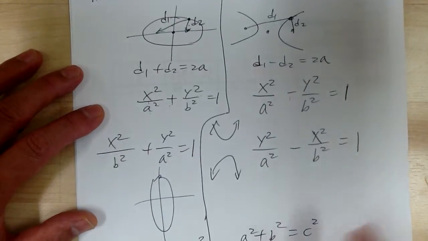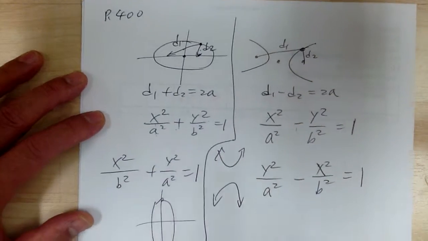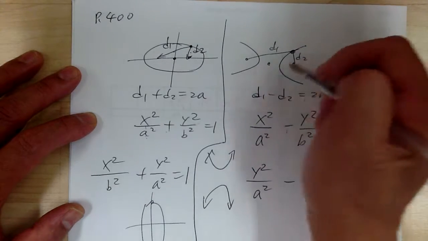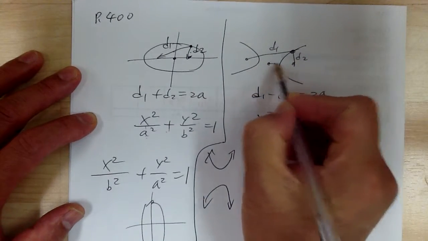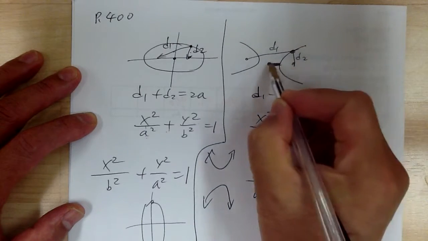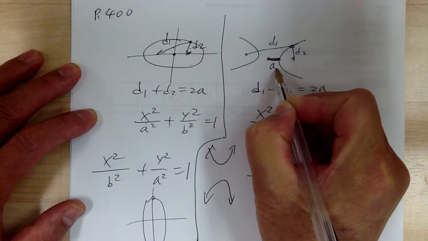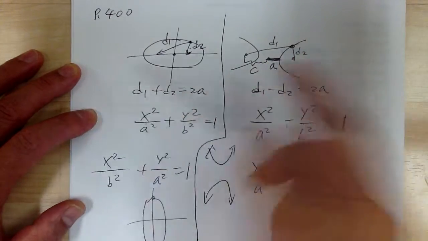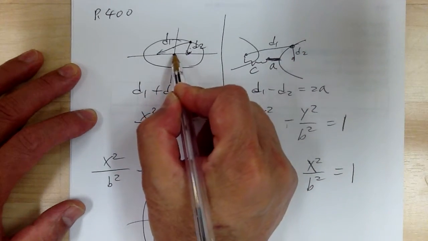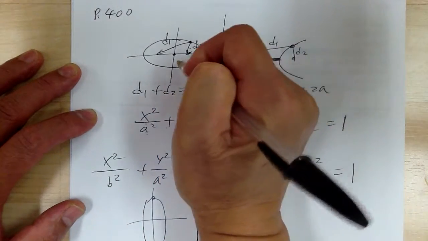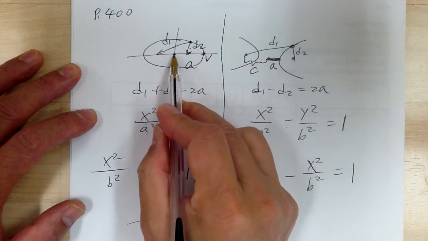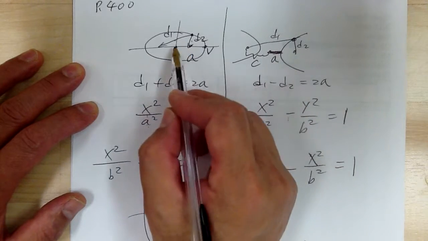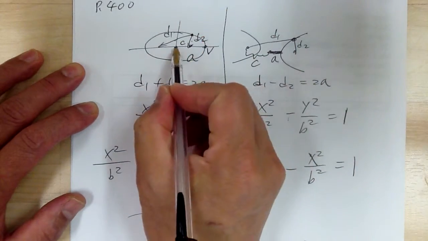Again, a is always from the center to the vertex. So over here, this is the a. From the center to the vertex, that's the a. The c is from the center to the focus, so over here, that is the c. The definitions are the same. Here's the vertex, here's your center, so here's your a. Over here, a is from the center to the vertex. The c is from the center to the focus, so your c is right over here.